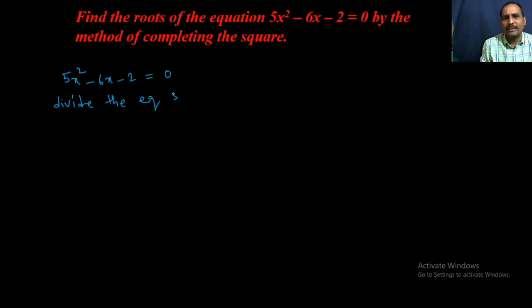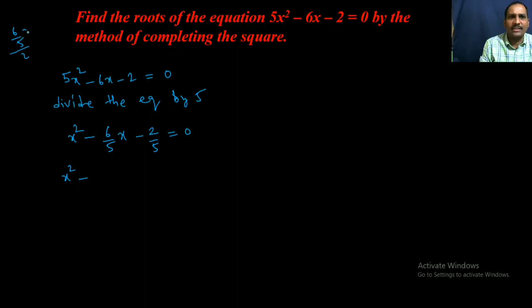So what will you get? 5x square by 5, that is x square minus 6 by 5x minus 2 by 5 equal to 0. Now what is our next step? We have to add half of the coefficient of x, whole square, on both sides. So the coefficient is 6 by 5. What is half of 6 by 5? It will become 6 by 10.